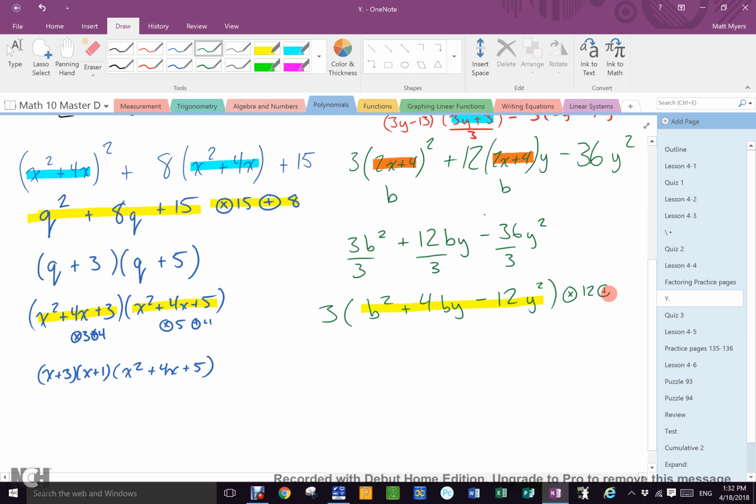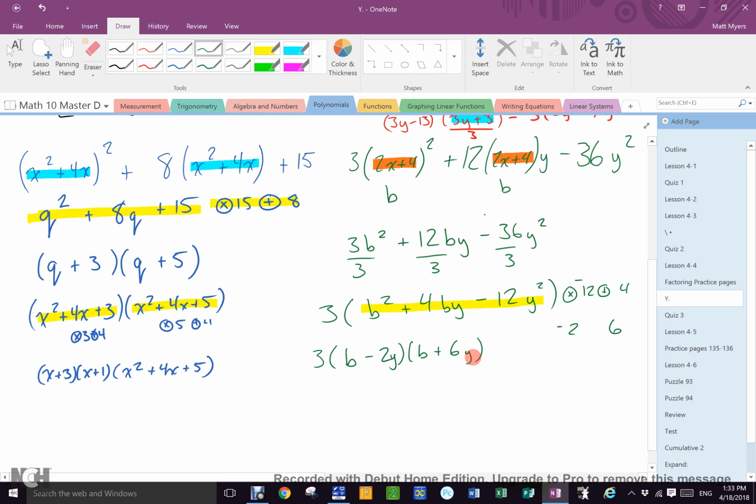12 and add to what? Negative 12 and add to 4. Is it 1 and 12? I know, Louis. Is it 1 and 12? No. Is it 2 and 6? Yes. How will 2 and 6 get me positive 4? Minus 2. So this is b minus 2y, because I need that y, don't I? And b plus 6y. Does everyone agree? Is anybody lost there?